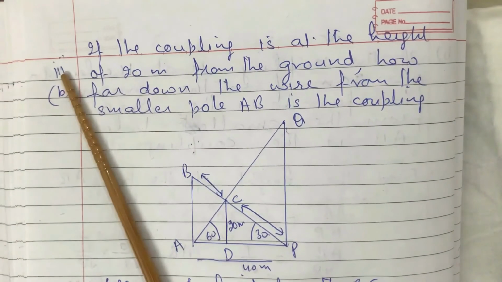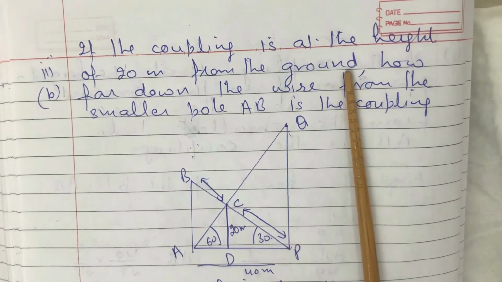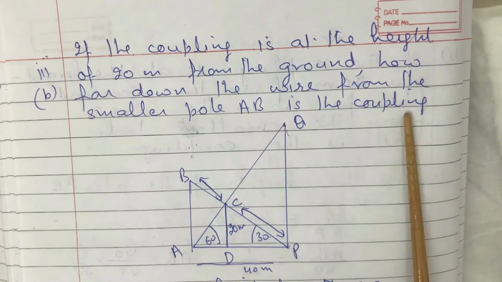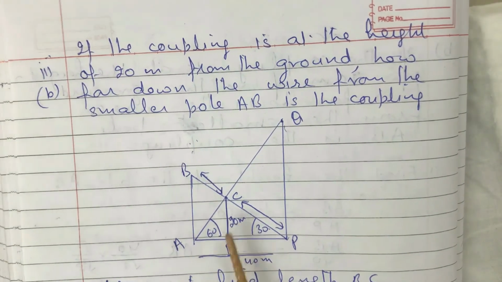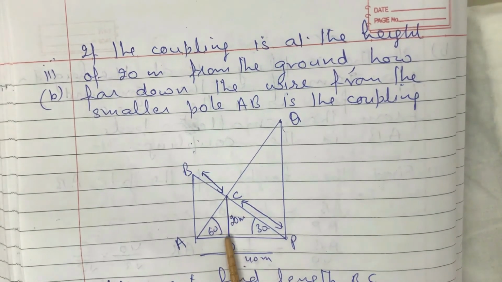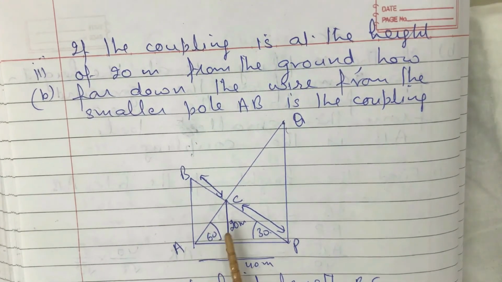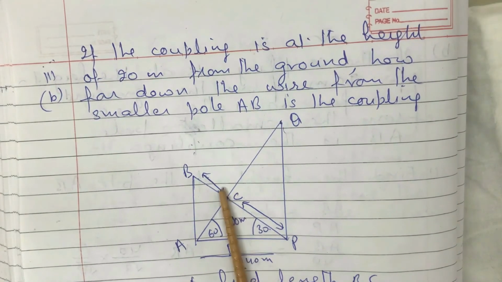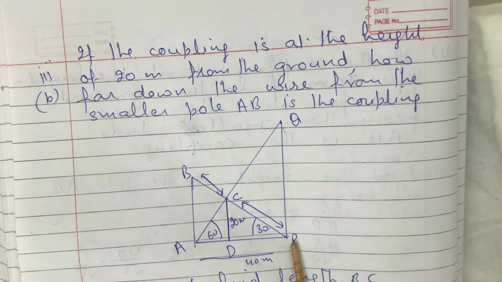Now it's third part, B part. If the coupling is at the height of 20 meter from the ground, how far down the wire from the smaller pole AB is the coupling? It means this is the figure they have provided us. Now this coupling is at the height of 20 meter from the ground. It means this CD is 20 meter. Now I am to find this BC. It means I am going to discuss this triangle and this triangle. And from this triangle I am going to find this length BP.